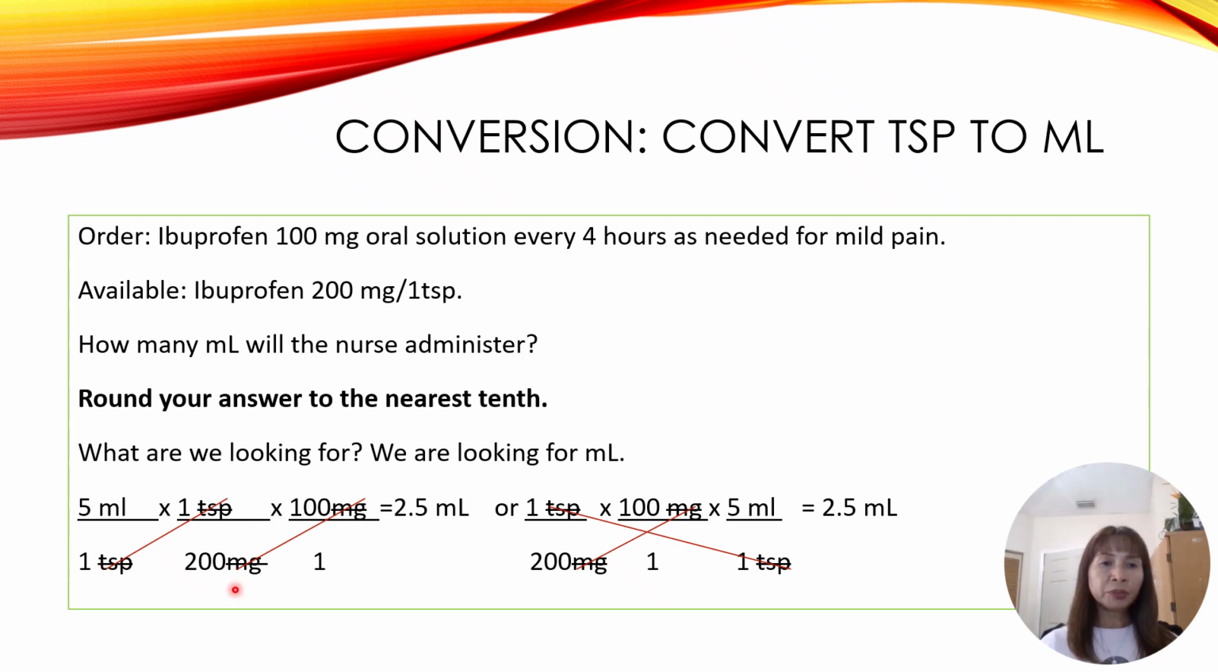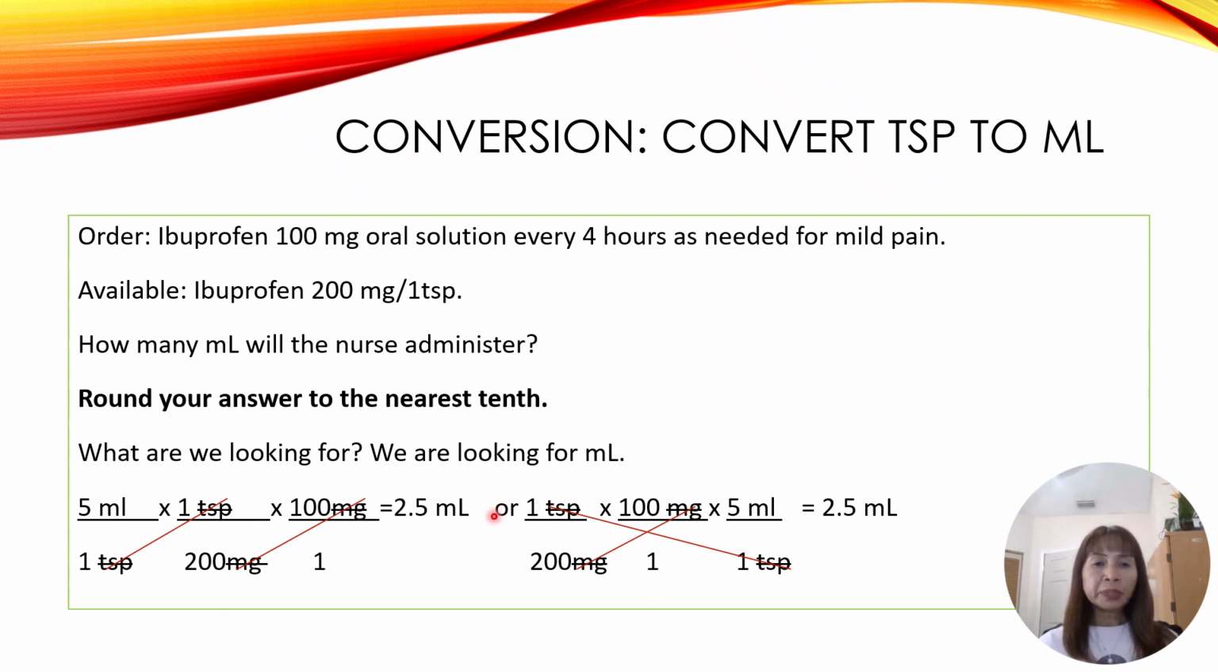So what I would need to do is to put what the doctor ordered, which is 100 milligrams, over 1 because this is one order. So now I'm going to cancel milligrams. Now what we have left is just the ml. The next thing I will do is multiply. So 5 times 100 divided by 200 will give us 2.5 ml.